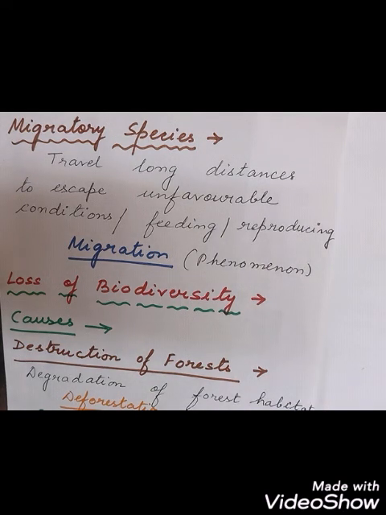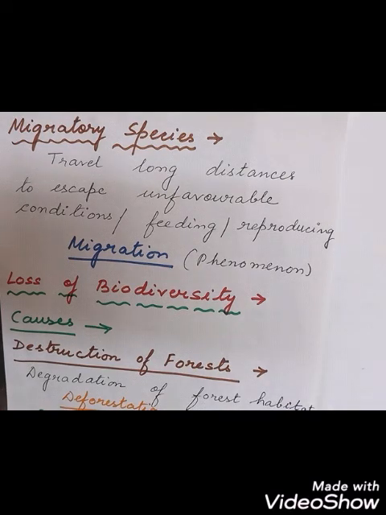Like the Siberian birds, they migrate to India and other warmer places during the coldest months of the winter, and then they go back to their native place Siberia when the temperature becomes favorable. When the weather conditions become favorable, they go back to their places. This phenomenon is called what? Migration. So in a mass, the animals and birds will travel from one place to another in search of favorable conditions. Right? So this is called what? Migration.